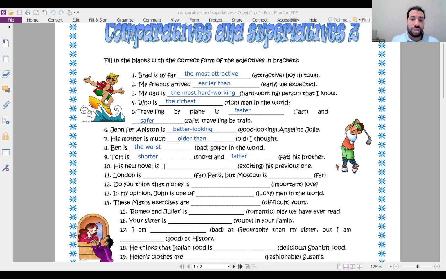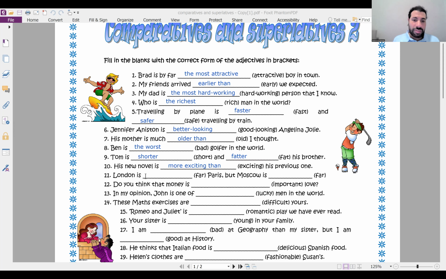And his new novel is exciting, his previous one. So I'm comparing between two, but can we say exciting girl? Of course, no. So it will be more exciting than.